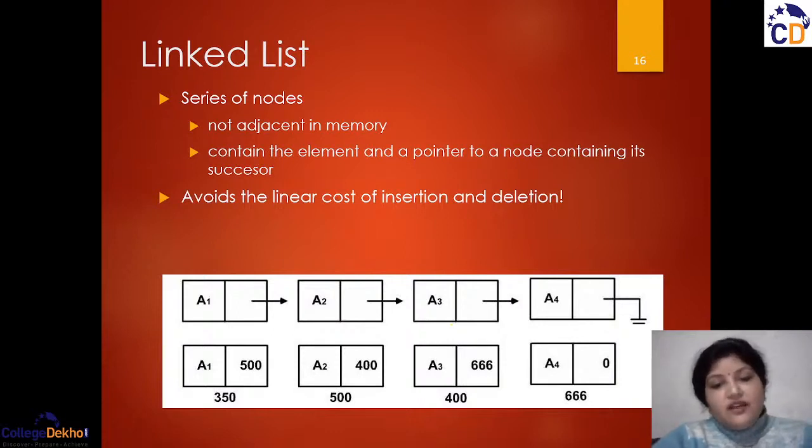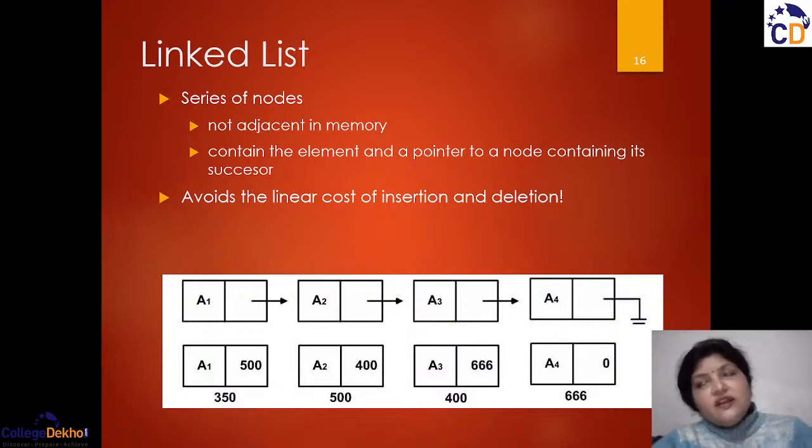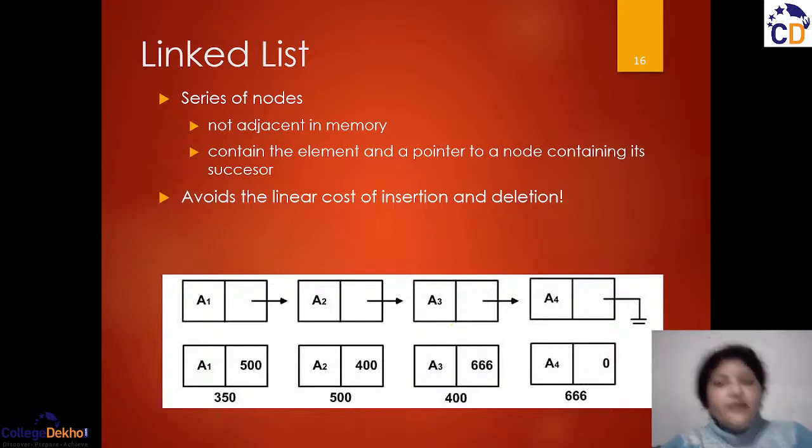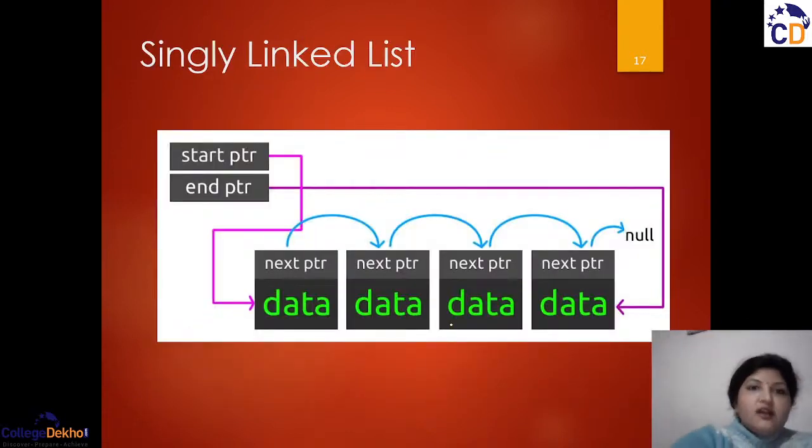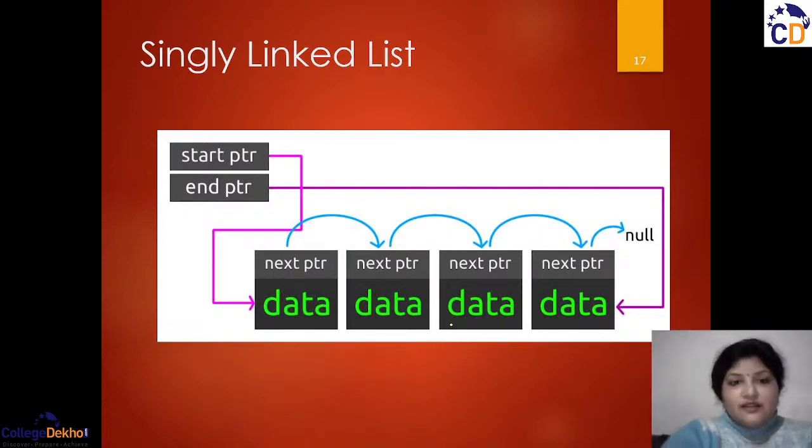Then again, a2's next value shows the address of a3. So a3's value is at 400. Again a3 is holding 666, that is the address of a4. And at the last we have 0 to end the linked list. So let us start with the singly linked list. How to do that? The first is data.